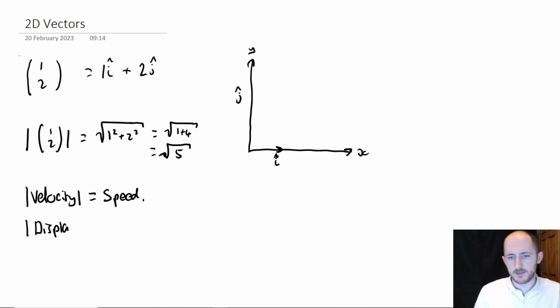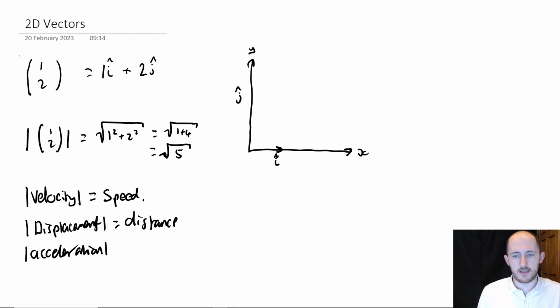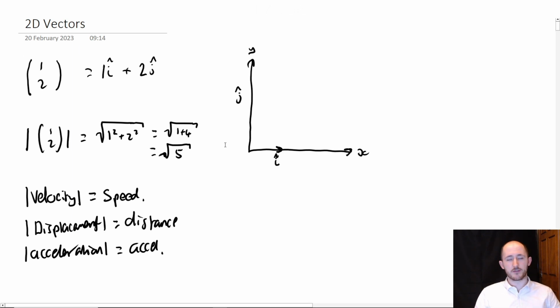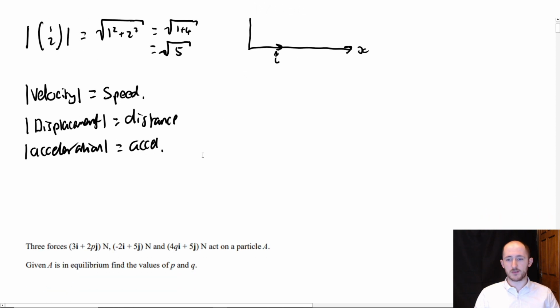So you have displacement. That would give you just how far you've travelled, so just the distance. In terms of acceleration, you can have an acceleration vector, and when you find the magnitude, you're just left with regular acceleration, basically the size of it. So when you take the magnitude, it means you get rid of the direction, and the only thing you have left is basically how big the vector is. Okay, just the size.